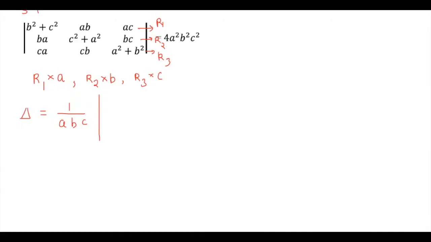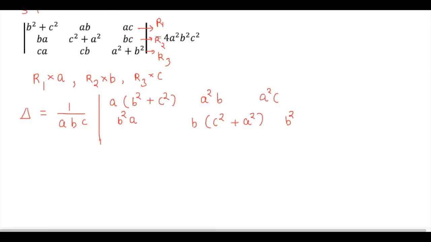After this process, the result will be the first term A into B square plus C square, and this will be A square into B, and this will be A square into C. Each term is multiplied by A. Similarly, in the second row, each term is multiplied by B. So it will be B square into A, and this will be B into C square plus A square, and next is B square C.